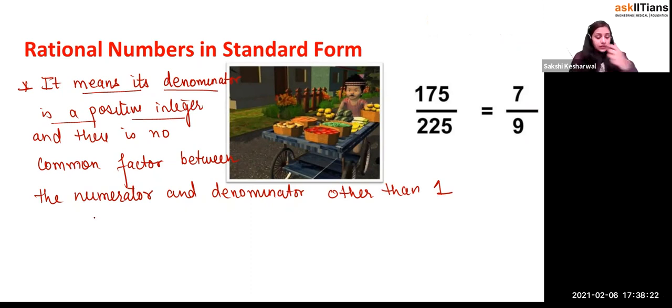So what happened? It's like this. Let us suppose I give you an example like: write in standard form, right? Write in standard form.